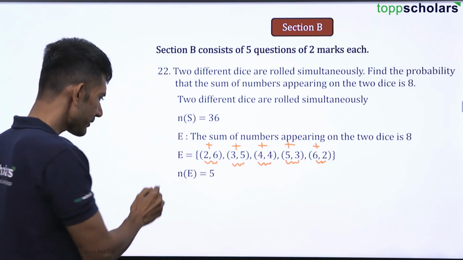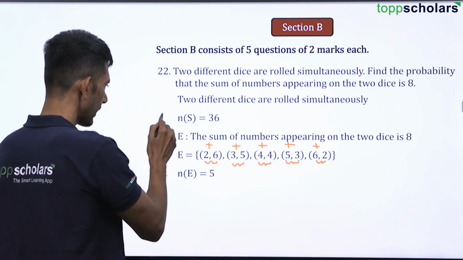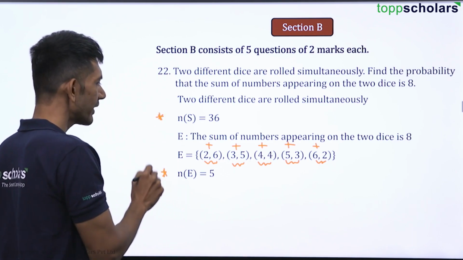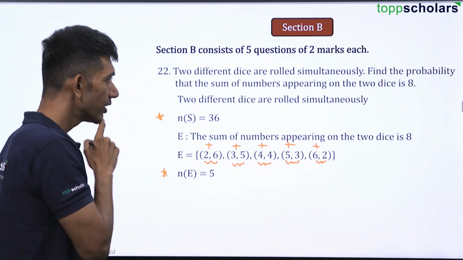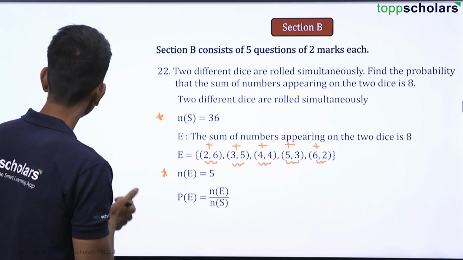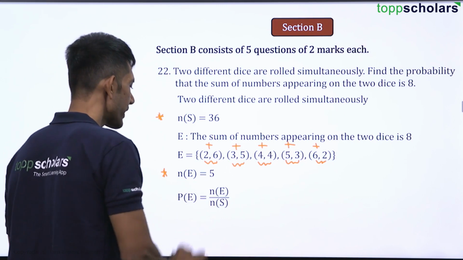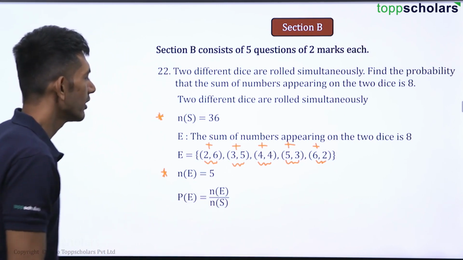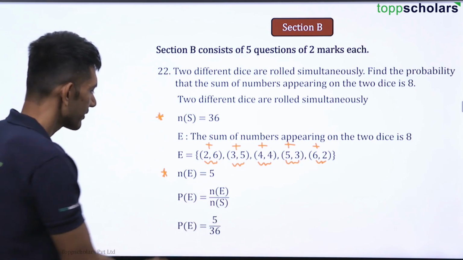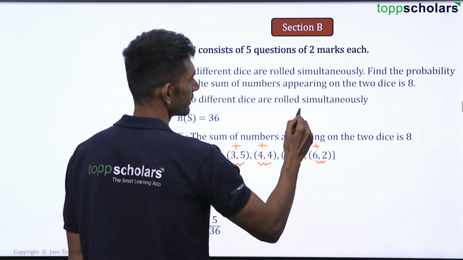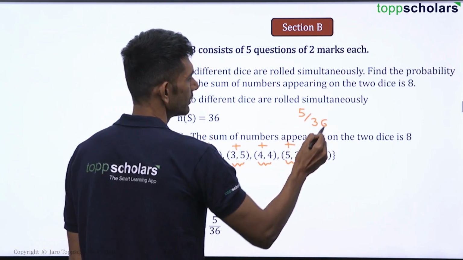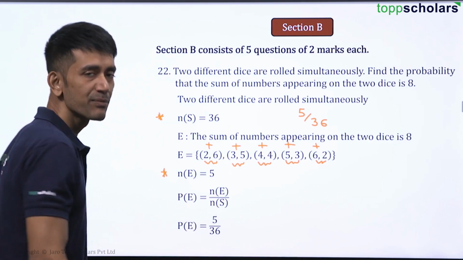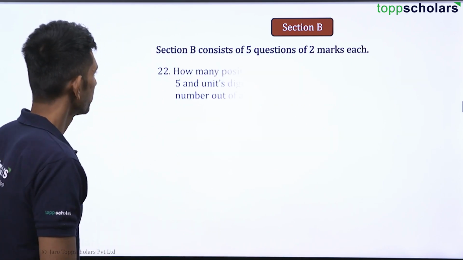So the number of elements in the sample space is 36 and the number of elements in the event E is 5. So what will be the probability? The probability will be n of E divided by n of S, and that gives me 5 divided by 36. And this is the final answer, 5 by 36. Easy question? Perfect. Let's have a look at a new question.